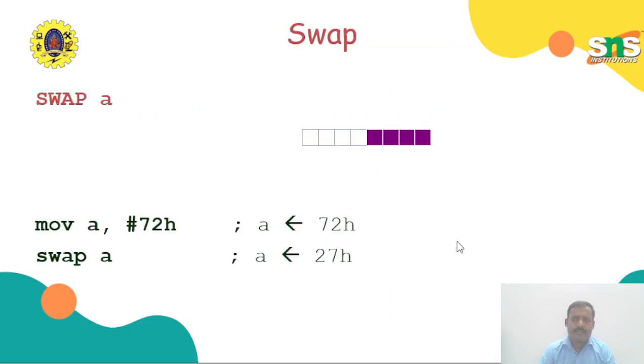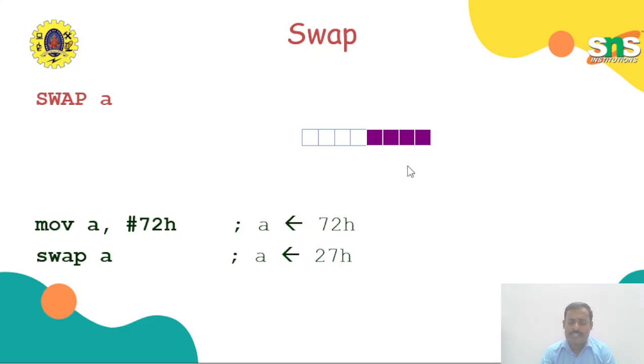Swap is nothing but exchanging the nibbles. So the lower nibble will be exchanged with the higher nibble. This is called swapping. Look at this diagram. This is the higher 4 bits, this is the lower 4 bits. Once you perform swap, these lower 4 bits become the upper 4 bits and the upper 4 bits become the lower bits. That is, the lower nibble becomes the higher nibble and the higher nibble becomes the lower nibble. This is the operation of the swap instruction.